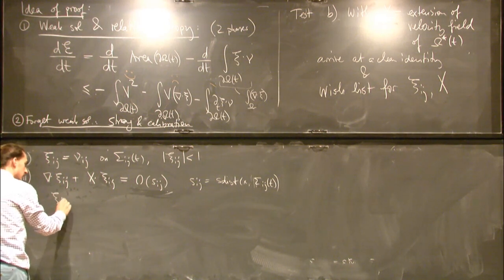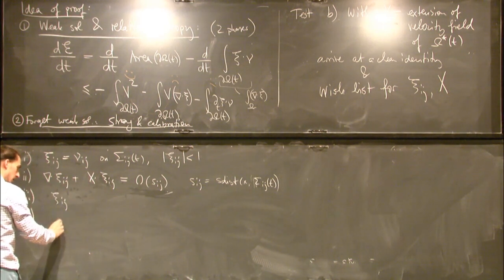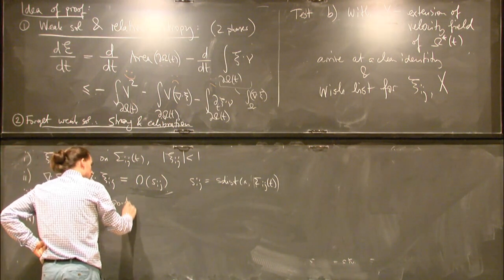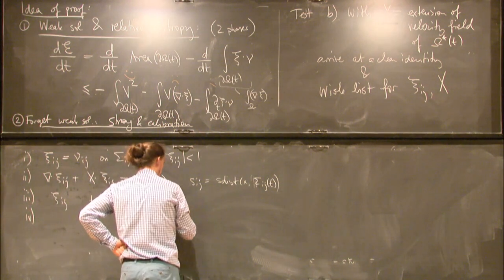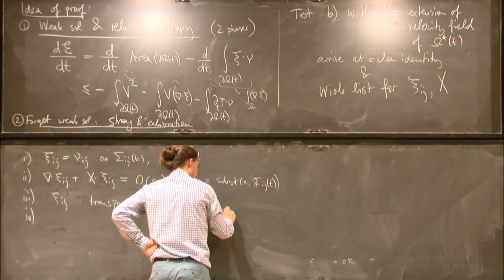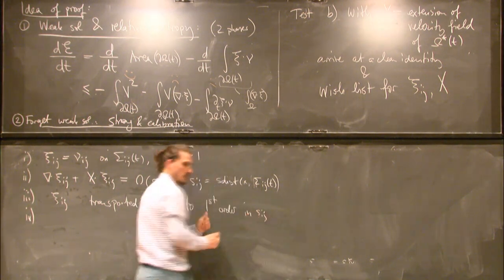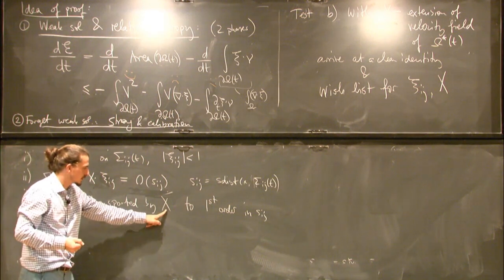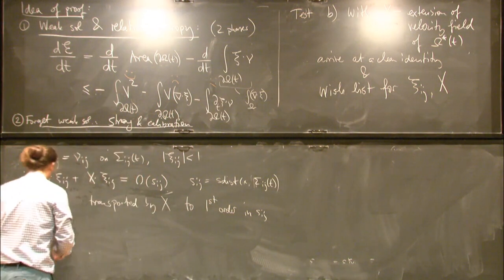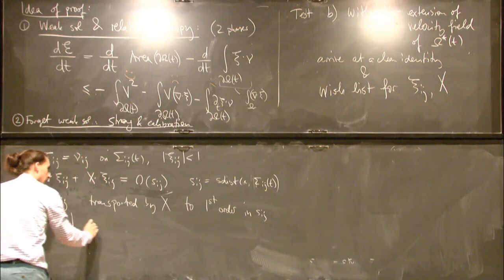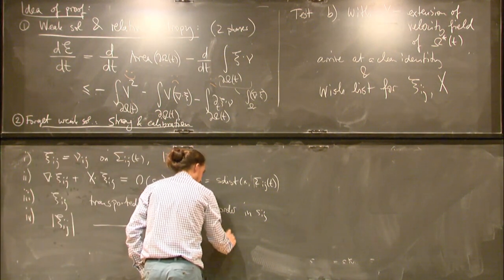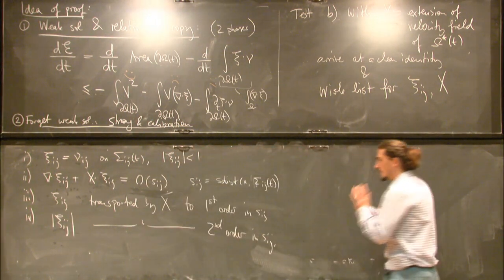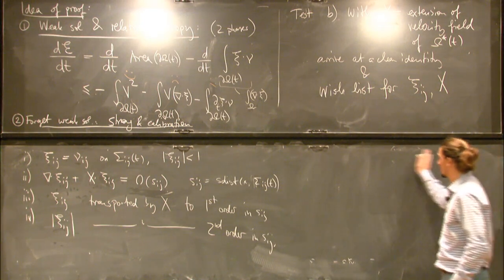And then there should be some connection between xi and x. So the xi should be transported by x to first order in this Sij. So on the surface, it's really transported by x because the surface is transported by x. But as you go away, this is still approximately true. And for the modulus, this should be true even to second order. OK, so this is a long wish list. And here's how you can construct them.